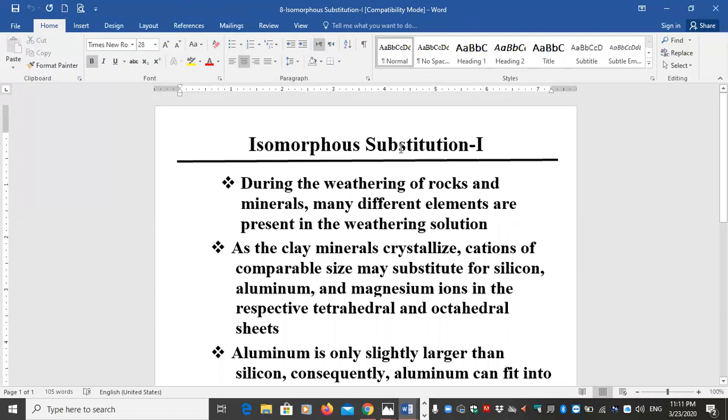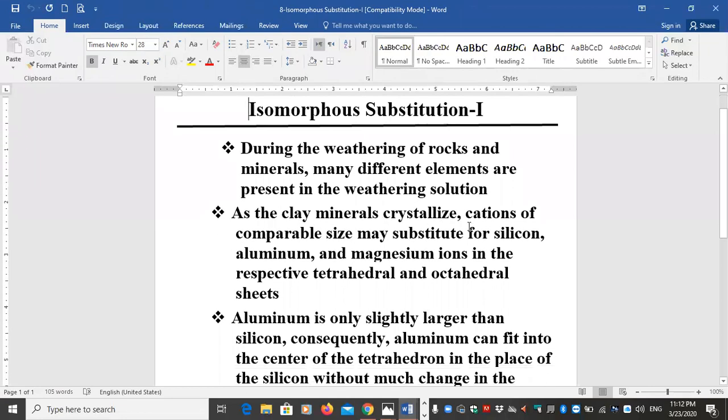Before we go on talking about the structure, let's talk about this important phenomenon. Of course, you have already studied this in the undergraduate, but I'm repeating this because it's very important you understand this and you can build on it later in your other presentations and other things. During the weathering of rocks and minerals, many different elements are present in the weathering solution. So during the weathering, of course, here we're talking about the chemical weathering.